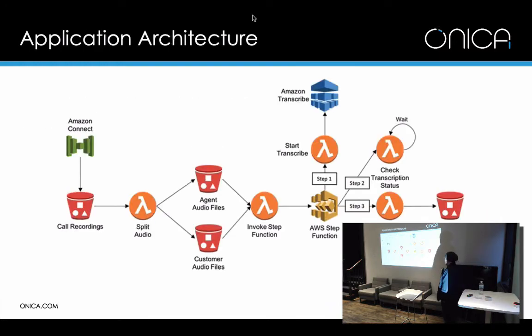So here's the architecture. Connect, being the contact center: the user calls in to Connect and speaks to an agent, right? Whatever is said is automatically recorded. As soon as the call is disconnected, it gets sent into S3, okay? From there, it triggers a Lambda function which splits the audio. So there's one of the pain points: audio agent over here, customer over here, right?